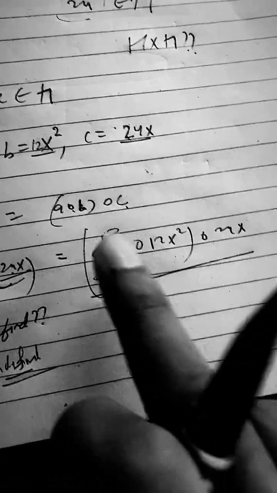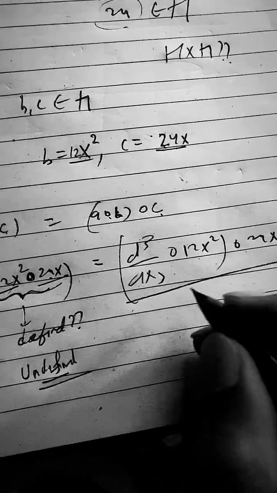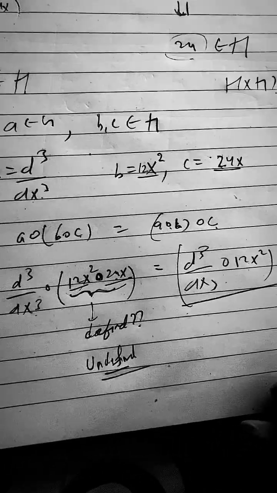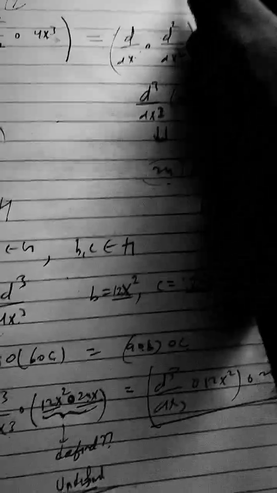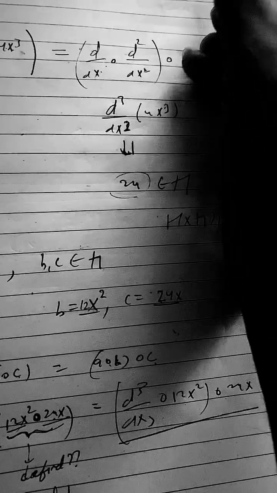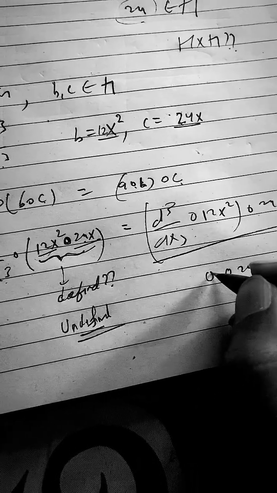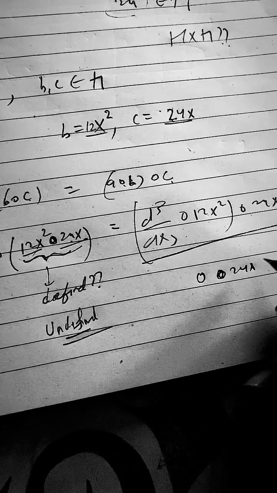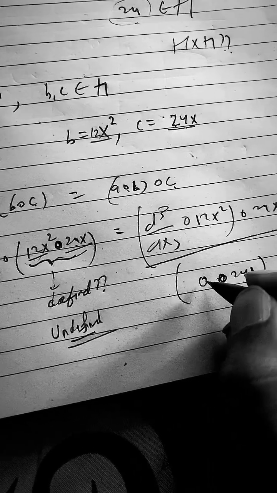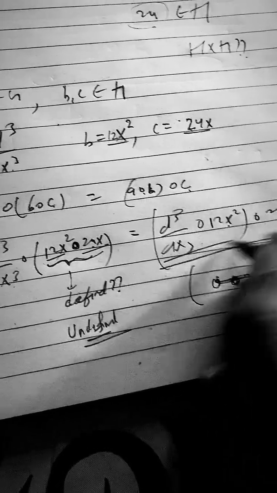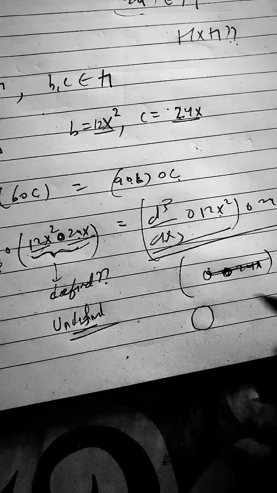What about this? Well, we can calculate this one. This will be the third derivative of 12x square. What is the first derivative? The first derivative is 24x. What is the second derivative? 24. The third derivative is 0. So we have 0 operating on 24x. So this part is 0, this is the operation. Let me write. This part, if we calculate it, we get 0.